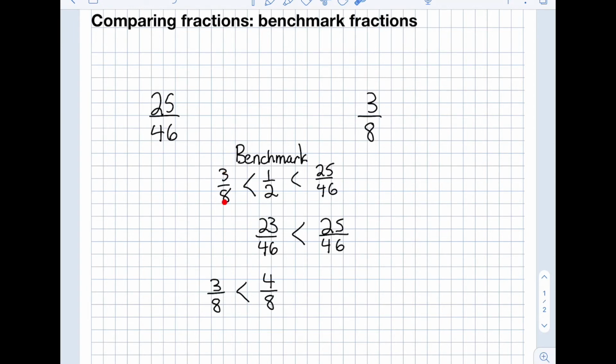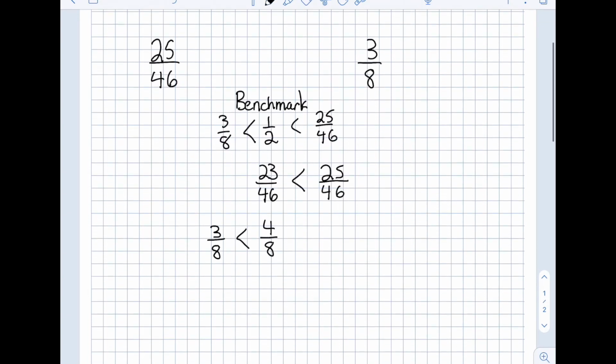If A is less than B and B is less than C, then I can say A is less than C. So my conclusion here, I leave out the benchmark and I just say 3/8 is less than 25/46. So I used that benchmark as an intermediate step where I indirectly ended up comparing because I found the position of the given fractions relative to 1/2.